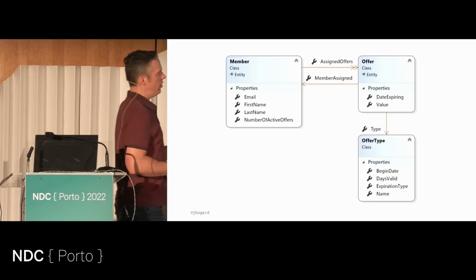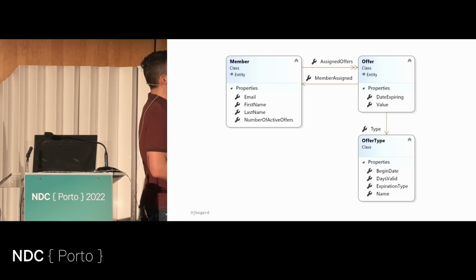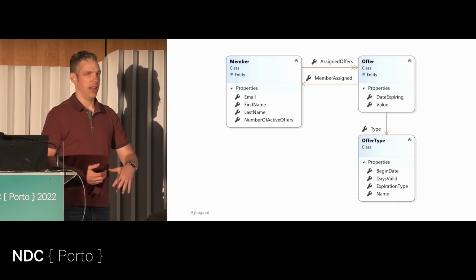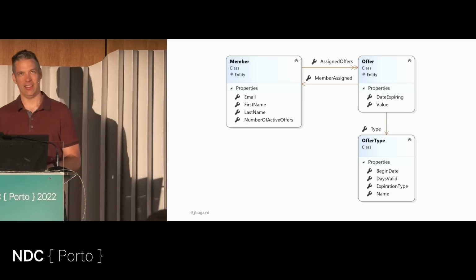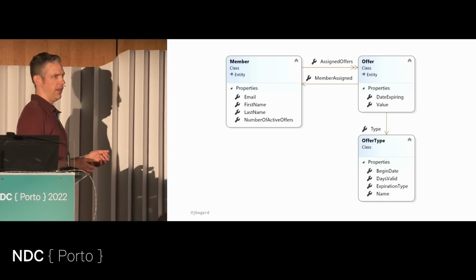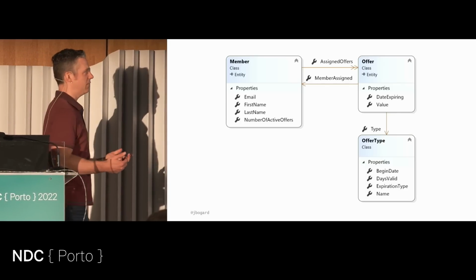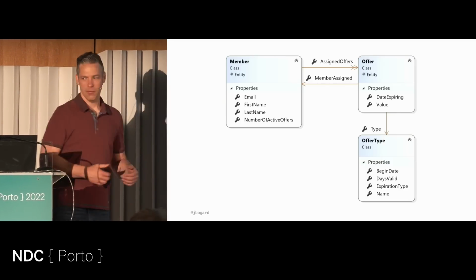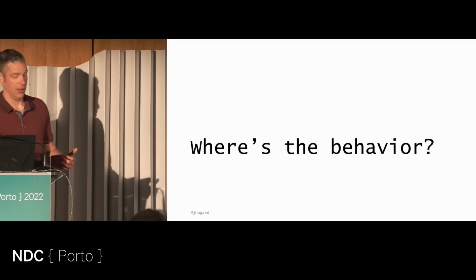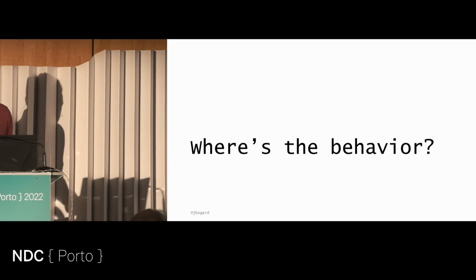Looking at this, though, there's something missing, which is the behavior. These classes only have properties and have no methods. I mean, they have, I guess, the equals method, but that doesn't really count. It has no domain behavior associated with these different objects. So where is the behavior? The behavior does exist somewhere in the system, but where does it exist?